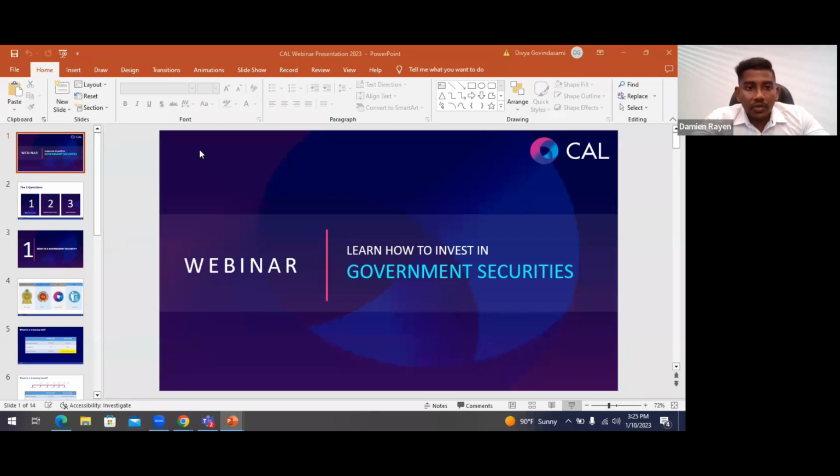What is the maximum amount we can invest in a treasury bill? So there is no maximum amount when it comes to treasury bills, but there is a minimum amount. If you're buying through an auction process, where the central bank directly issues these bills and bonds on a competitive bidding basis, the minimum investment is 5 million. But if you are buying directly through the CAL portal, we have reduced the minimum investment to 1 million.